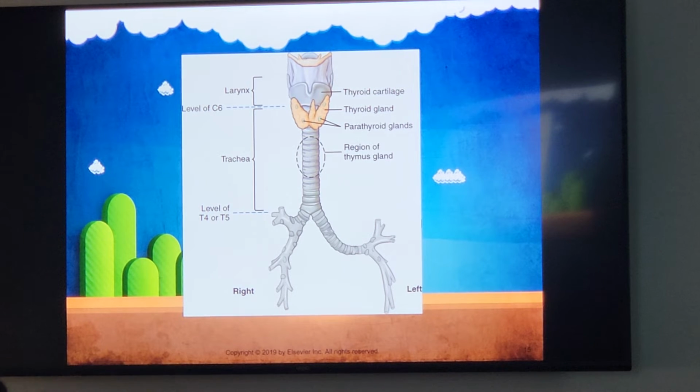And that's the area where you would normally find the thymus gland. It sits right on top of the heart and in front of the trachea.